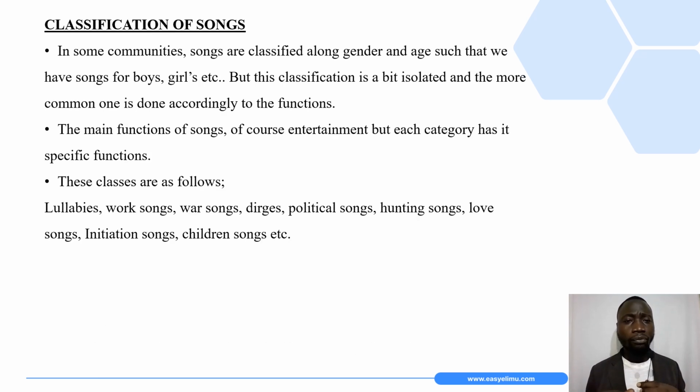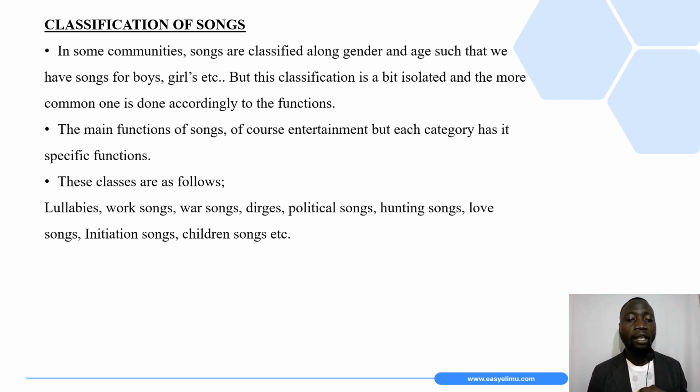The next thing before we conclude, we have a classification of songs. Talking about classification of songs, in some communities, songs are classified along gender and age, such that we have songs for boys, girls, and so on. But this classification is a bit isolated, and the more common one is done according to the functions. The main function of songs, of course, is entertainment, but each category has its specific functions. The classes of songs are as follows.